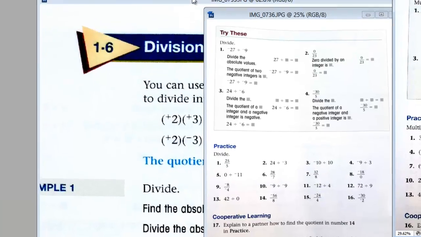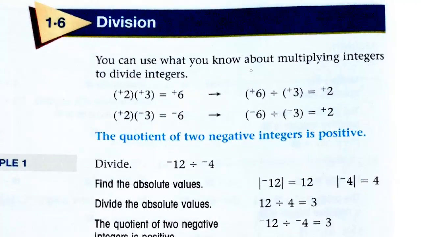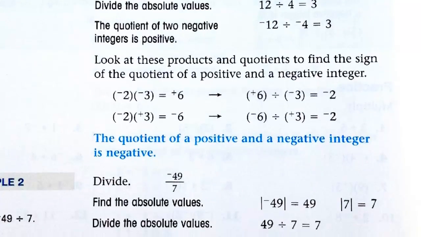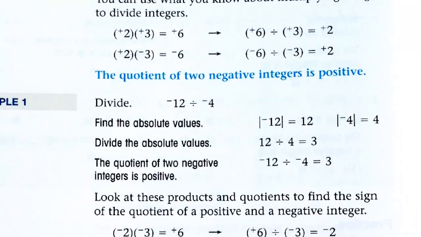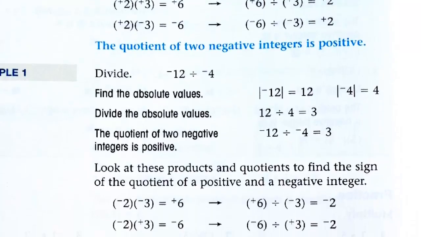Let's take a look at division. And what I know is that, likewise, the quotient or the result of division between two negative integers is also going to be positive. So a negative divided by a negative is always going to give us a positive. A positive divided by a positive is always a positive. But if they're different, if they're a negative and a positive, it's going to give us a negative.